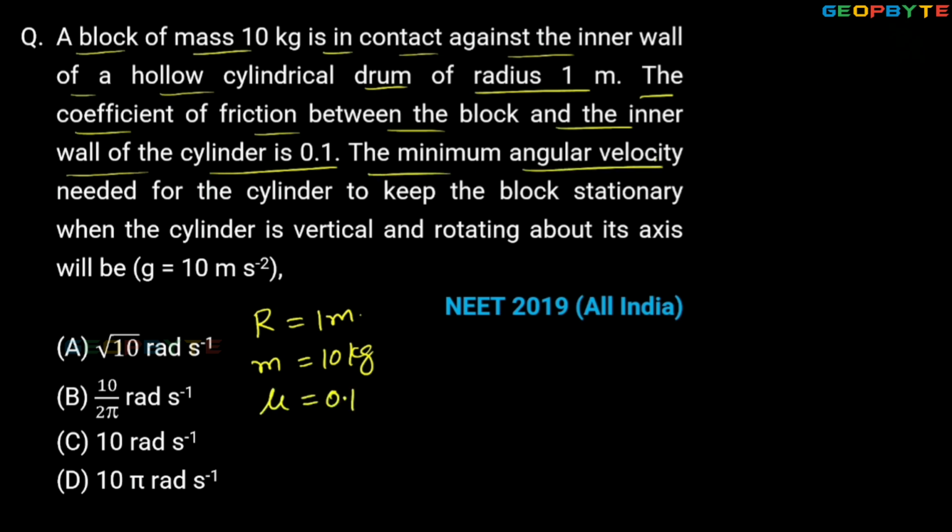The minimum angular velocity needed for the cylinder to keep the block stationary, when the cylinder is vertical and rotating about its axis, will be? What should be the angular speed? Minimum angular speed should be maintained to maintain the static condition between the rotating cylinder and the block. It is like this. Otherwise, let us take another slide. This is the hollow cylinder.